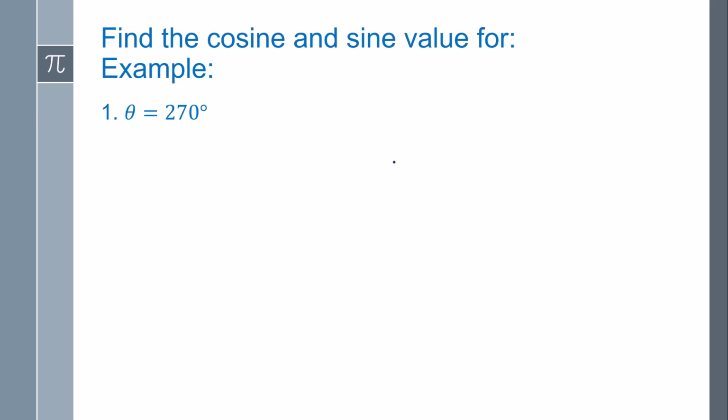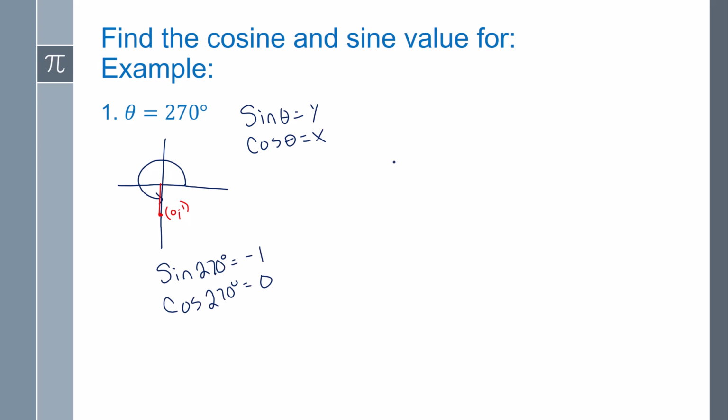Let's think about it. If I know that I'm using the unit circle and my rotation is 270 degrees, that means my radius is 1. So my coordinates are (0, -1). Well, if my cosine value is the x and my sine value is the y, I can say that the sine of 270 degrees is -1 and the cosine of 270 degrees is 0.